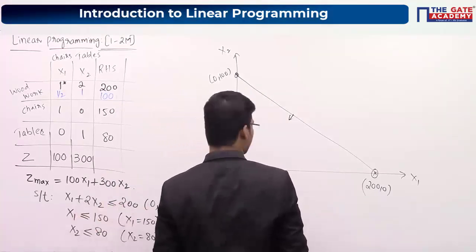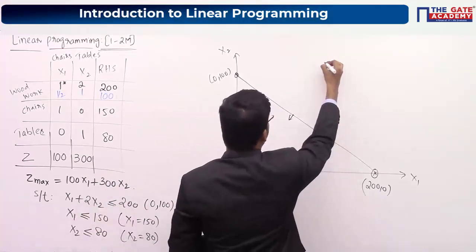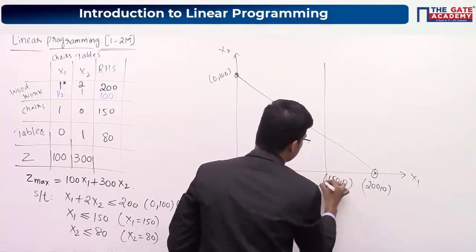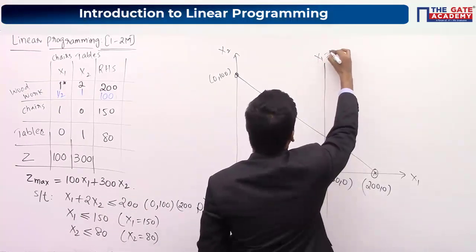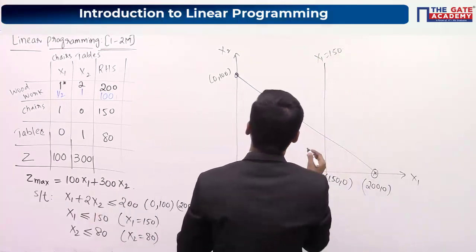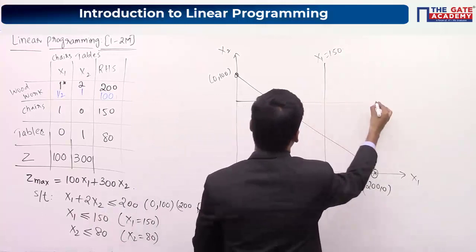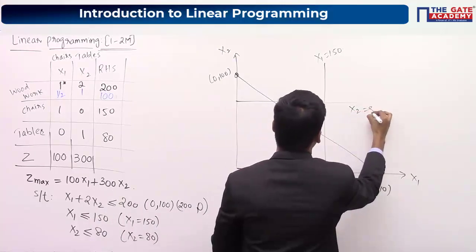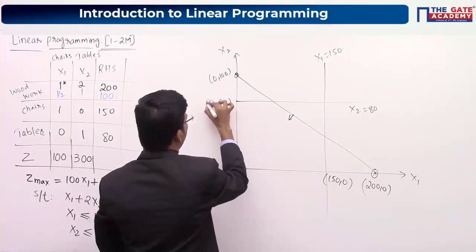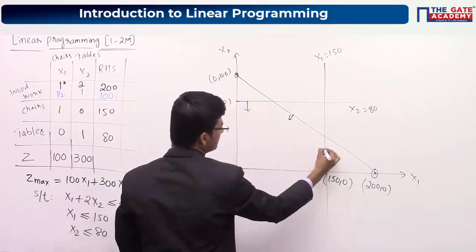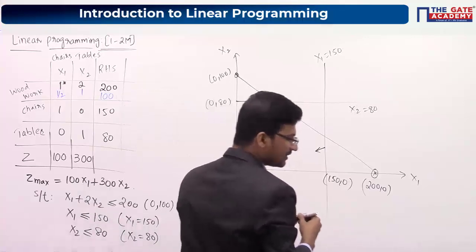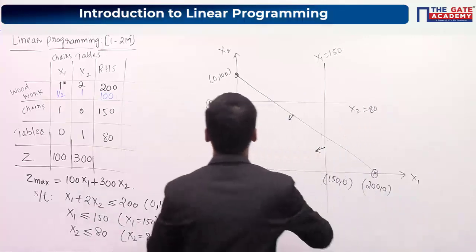Now x1 is equal to 150. So it may be somewhere here, 150, 0. So this is your x1 is equal to 150 straight line, and x2 is equal to 80. So it may be somewhere here, x2 is equal to 80. So this will be 0, 80. Again for this also it will be downwards, towards the origin. Okay. So this will be your feasible region.